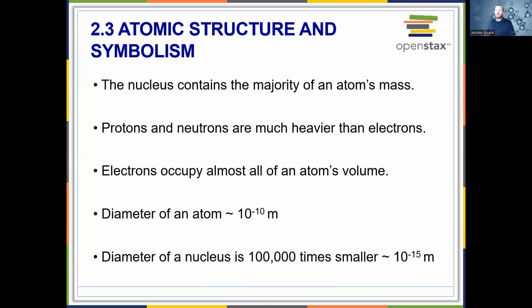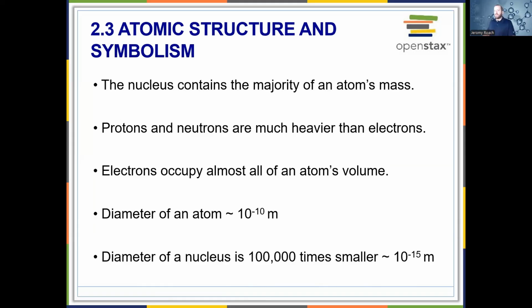Atomic structure and symbolism represent how atoms are comprised of their parts and how we express these symbols with letters. The nucleus has much of an atom's atomic mass. Protons and neutrons are much heavier than the electrons, and electrons tend to occupy almost all of an atom's volume. So this is telling us the actual diameter of an atom and the diameter of the nucleus.